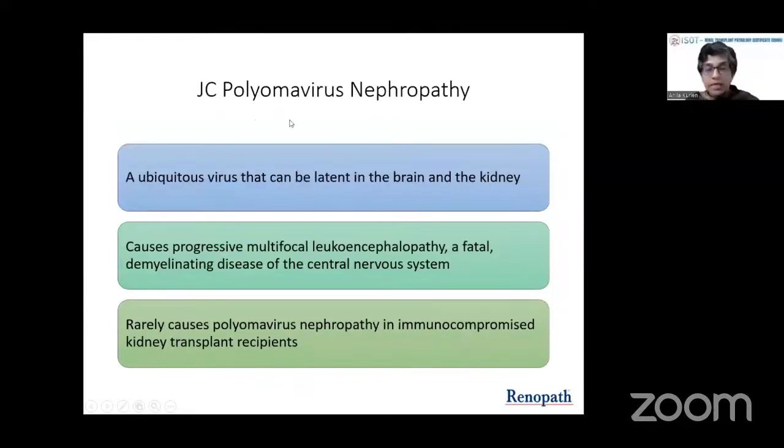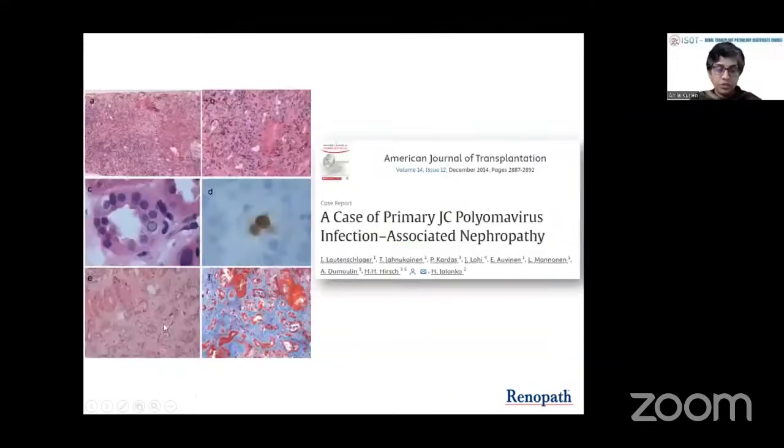Now, JC virus, we need to know about it. Just like BKV, a very small percentage can be because of JC virus. It is known to cause progressive multifocal leukoencephalopathy of the CNS. Very, very rarely it can cause a nephropathy in the transplant recipient. There are just a few case reports, and this is very interesting. Morphologically, on light microscopy, they look identical with a lot of inflammation. It can cause fibrosis, tubulitis, inclusions. SV40 is positive. Now, how do you differentiate it?